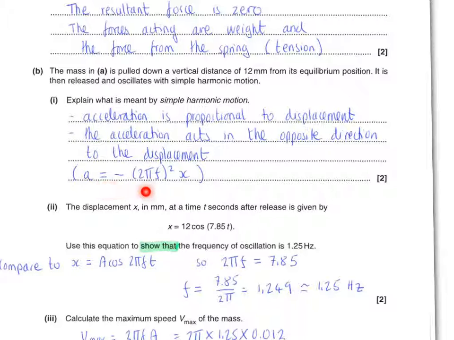If you chose to start with the equation for simple harmonic motion, then it would be important to actually state clearly what A is, what X is, and the significance of the negative sign.